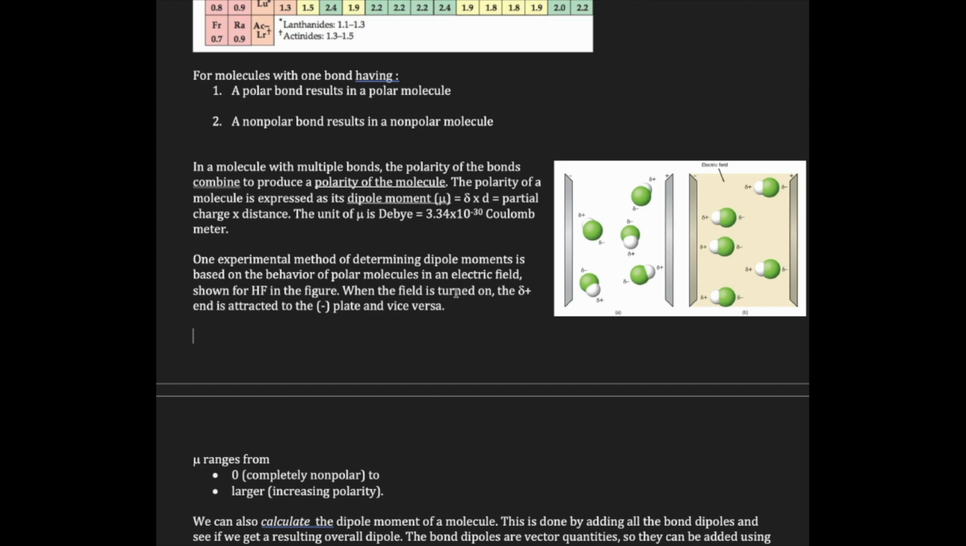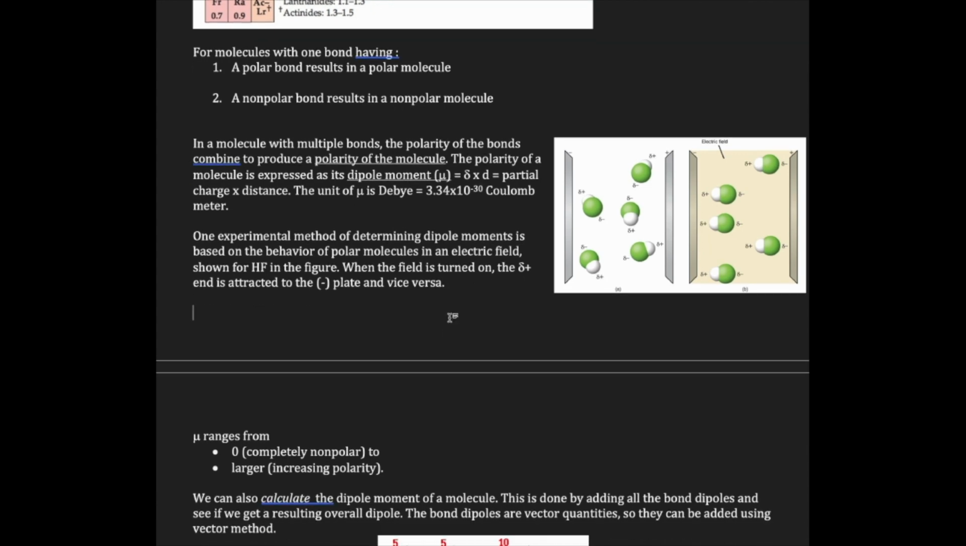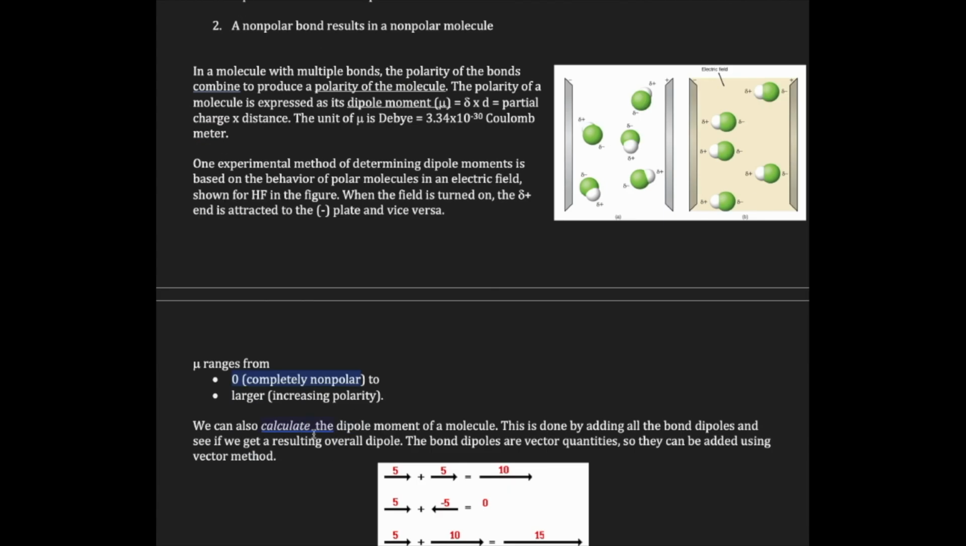So how do we know whether something is polar or nonpolar? Based on its dipole moment. If the mu is 0, that means the molecule is nonpolar, and if the mu is greater than 0, then that means it will be polar. Now, the larger the mu, the more polar the molecule. Okay, we can actually calculate the dipole moment of a molecule using the bond polarity.